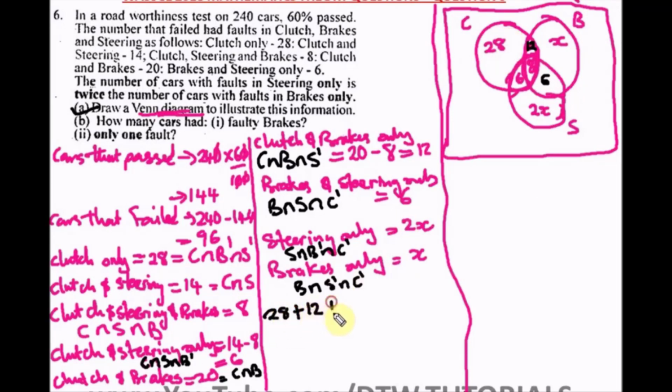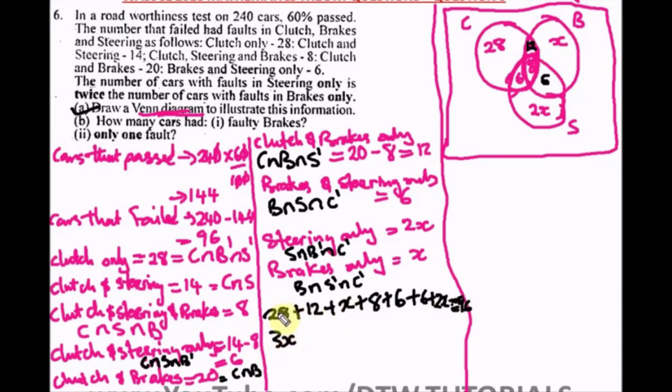plus 12 plus x plus 8 here, plus there's a 6 here, plus 6, plus then 2x, equal to 96. Let's manage this space here. All right, so let's simplify this. We have x plus 2x, which will give us 3x.